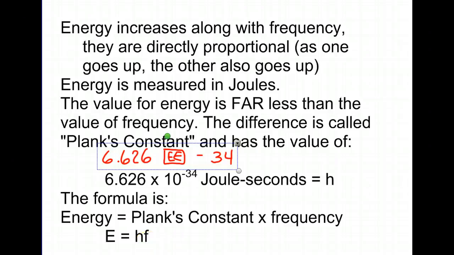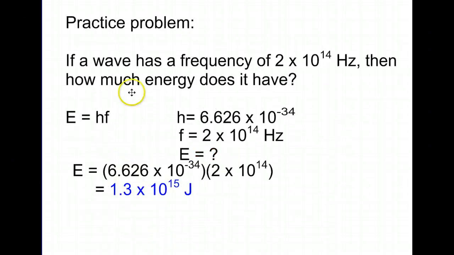So let's look at an example. If we have a wave and its frequency is 2 times 10 to the 14th hertz, how much energy does it have? So first, let's list our variables. 6.626 times 10 to the negative 34th, that's a constant. This H, it's always going to be the same number. F is 2 times 10 to the 14th hertz, so that's F. E is the one we don't know.